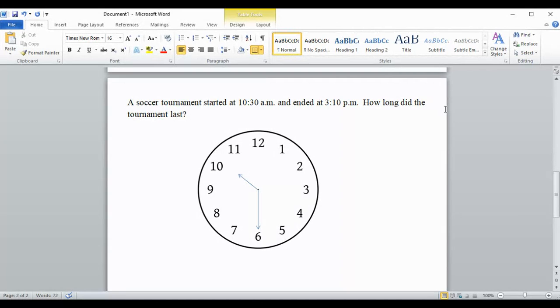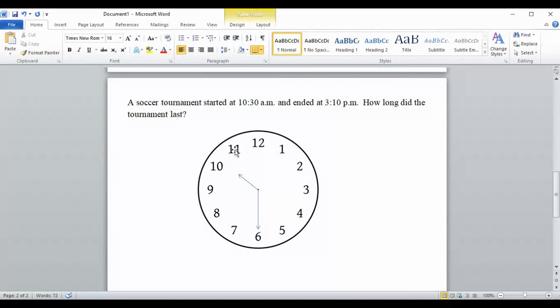So 10:30 a.m. is 10:30 in the morning. This clock shows 10:30. The little hand is between the 10 and the 11. It's moving towards the 11, and the minute hand, or the big hand, is pointing to the 6. It's halfway around, so it's 30 minutes past the hour. So if you start at 10:30, we want to know how many hours and how many minutes did this tournament last. If we go 1 hour, that would be 11:30. So you can't see me, but I'm holding up one finger to remind me that that is 1 hour.